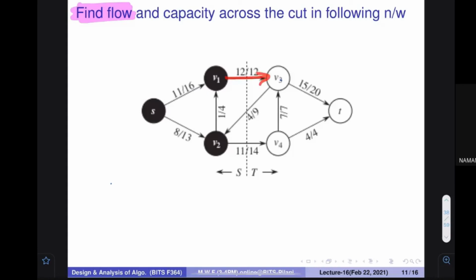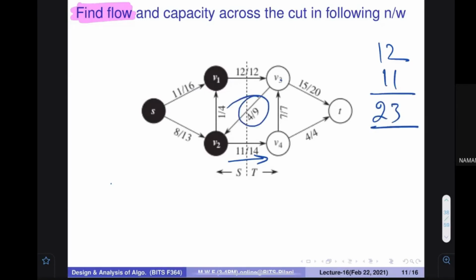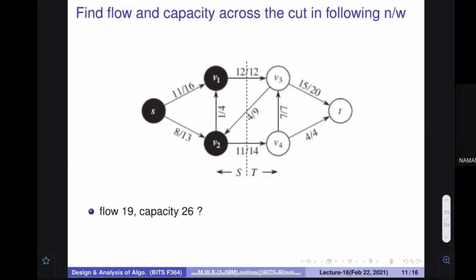So it is going here. So flow is 12. Okay, flow is 12. And how much is it going? I think here it is going. So flow is 11. So 23. Okay. And how much is it returning back? It is 9. 4 is returning back. So minus 4, it is 19. The flow becomes 19. Any questions on that?